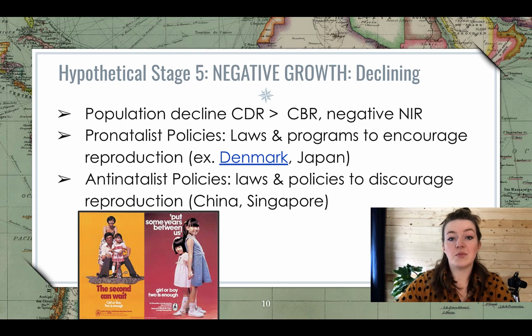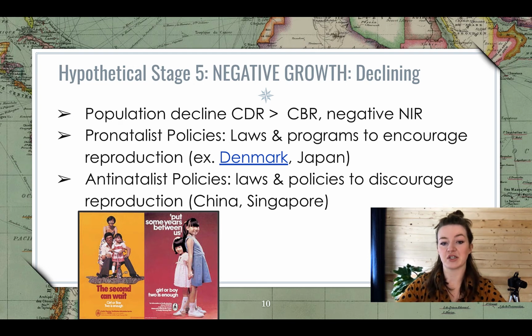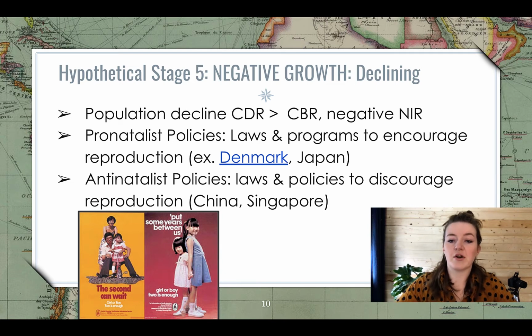And we see two possible policies related to this. The first one are pro-natalist policies. So natal refers to children being born, newborns, like neonatal. This is pro-birth policies. And these are laws and programs that encourage reproduction. So a couple of examples are Denmark and Japan, which have very low birth rates and are trying to get more children because ultimately what they're worried about is their population dying off entirely.